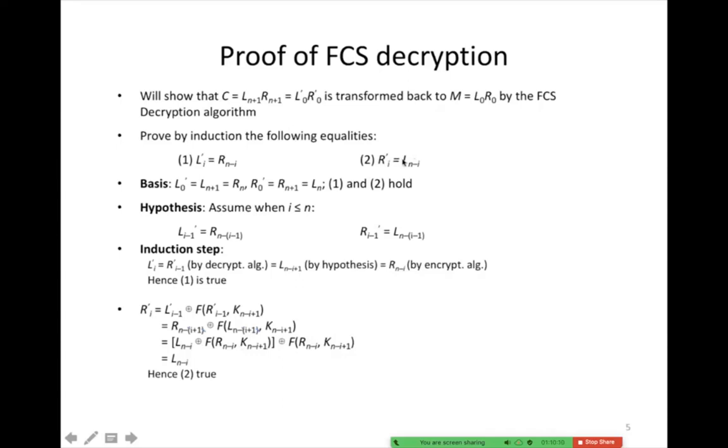Then when you let I be n, you get your output. So that is the proof that the Feistel cipher scheme works. It is both encryption and decryption, even though the substitution function F it uses doesn't have to be an encryption. It doesn't have to be invertible. And moreover, any implementation of F will work.